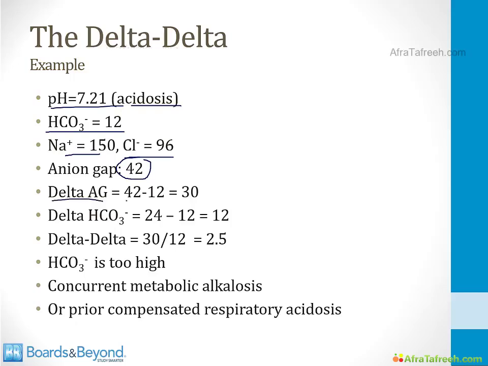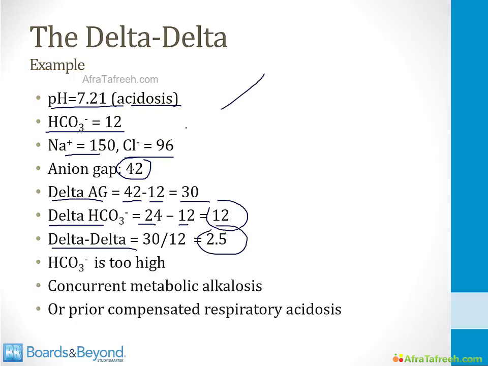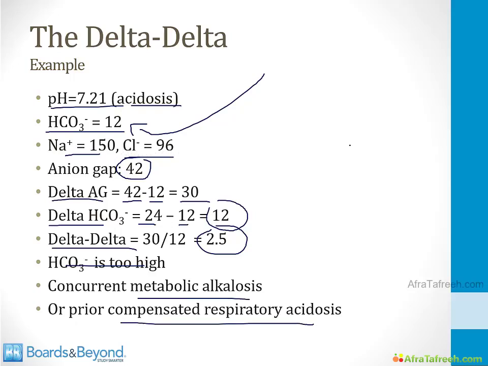The change in the anion gap is the patient's anion gap minus 12, which is a normal gap, and that's 30. The change in bicarb is a normal bicarb, which is 24, minus the patient's bicarb of 12, and that's 12. If we calculate the delta-delta, it's 30 over 12, or 2.5. This is high. This means that this patient's bicarb level of 12 is too high. So there must be some reason for that, and there are two possibilities. One is a concurrent metabolic alkalosis. The other, as I told you on the last slide, is a prior chronic compensated respiratory acidosis.